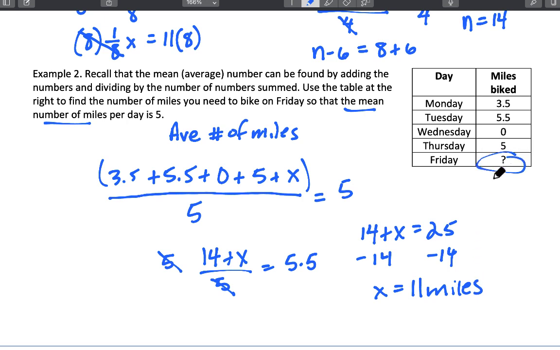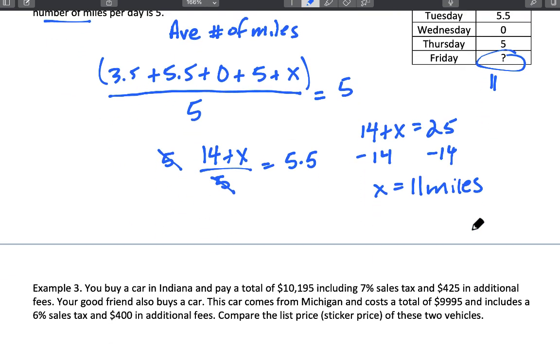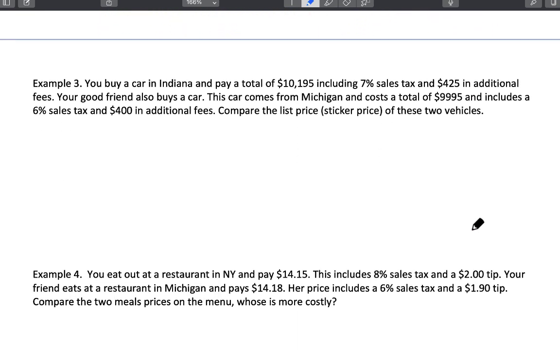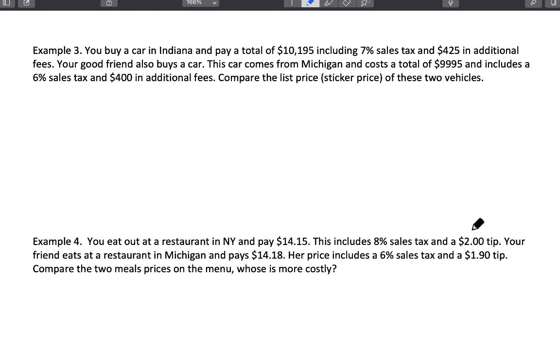So, big day on Friday. In order to average 5 miles over the course of those 5 days, you need to put in an 11-mile day, which is approximately the distance from Zeeland to Tunnel Park. All right, I know that because I did the bike hike in New Groningen back in 5th grade.